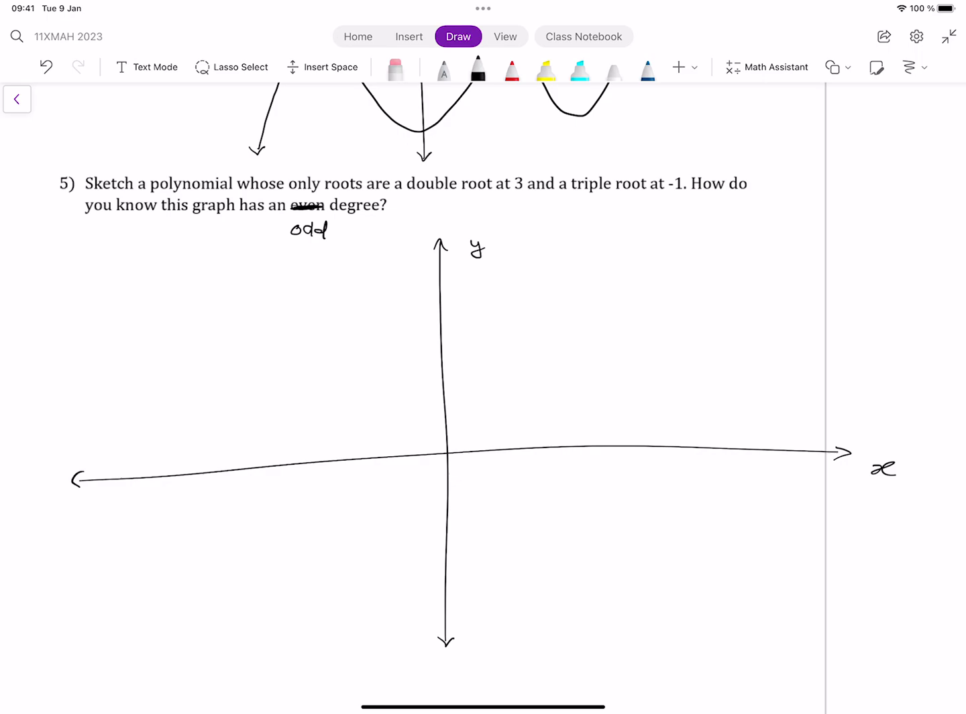Now, there's a few reasons that we know it's odd. Well, you've got 2 roots here and 3 roots here, which means you've got a total of 5 roots. So it has to be odd because you've only got a total of 5 roots because it says there's only that many roots. But graphically, we're going to plot a root at 3 and also 1 at -1.